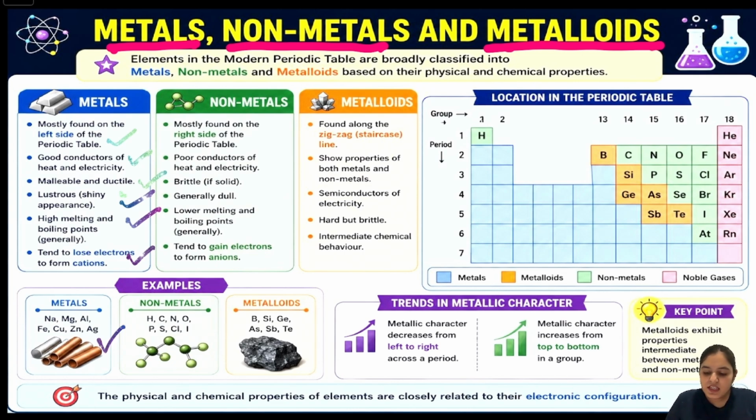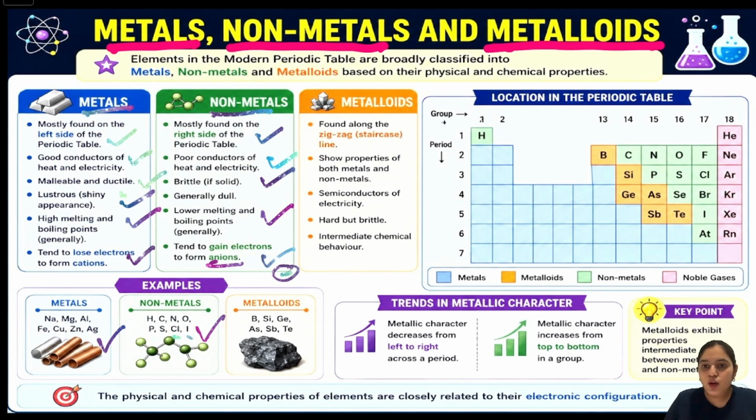Next is non-metals. Non-metals are mostly found on the right side of the periodic table. Unlike metals, they are poor conductors of heat and electricity. If they are solid, they are usually brittle, meaning they break easily. They are generally dull in appearance and usually have lower melting and boiling points. Chemically, non-metals tend to gain electrons and form negative ions called anions. Examples of non-metals are hydrogen, carbon, nitrogen, oxygen, phosphorus, sulfur, chlorine and iodine.